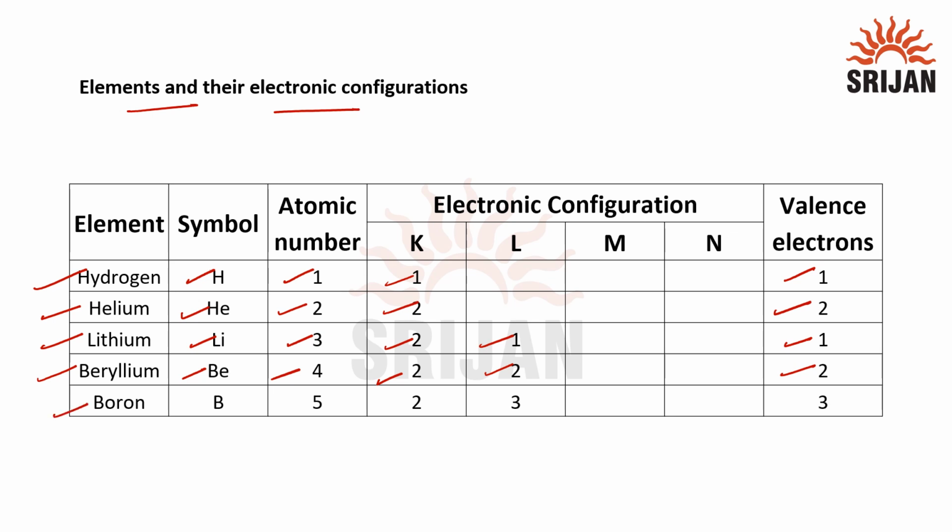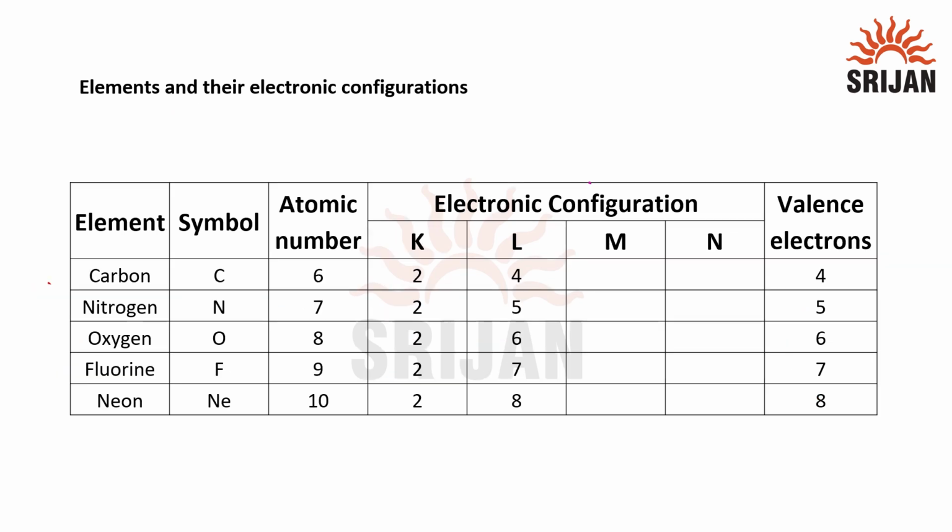Next is boron. Symbol is B. Atomic number is 5. Electronic configuration is K2L3. L being the outermost shell, the valence electrons are going to be 3. Next element is carbon. Symbol is C. Atomic number 6. Electronic configuration K2L4 and valence electrons are 4. Next is nitrogen. Symbol is N. Atomic number is 7. Electronic configuration is K2L5 and valence electrons are 5.